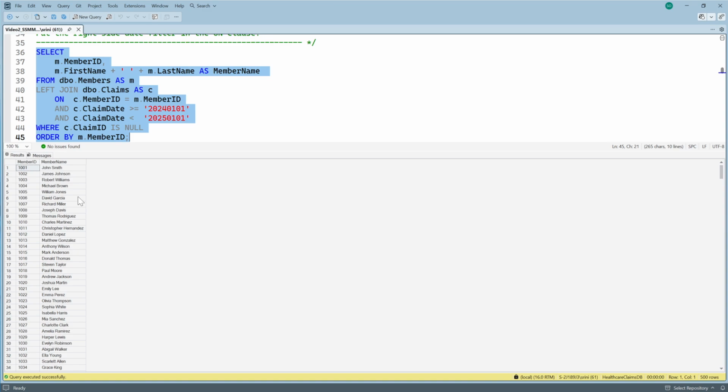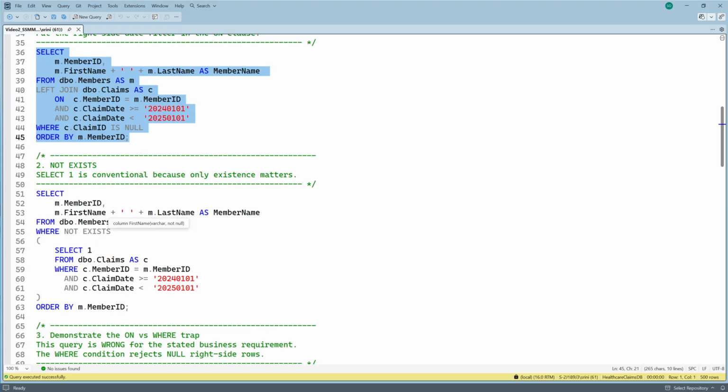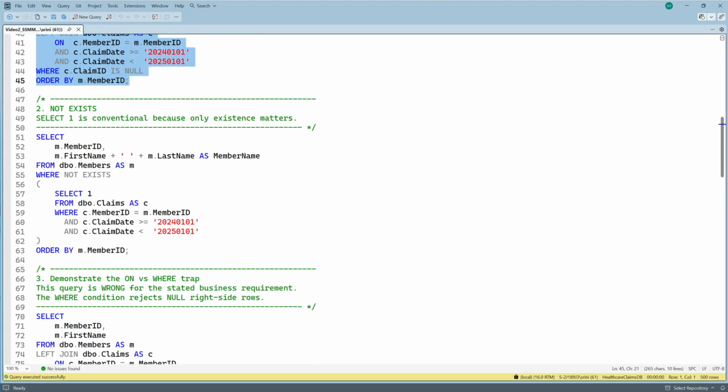Now let us write the same business logic with not exists. For each member in the outer query, SQL asks a yes or no question. Does at least one matching 2024 claim exist for this member? If a matching row exists, the member is skipped. If no matching row exists, not exists becomes true and the member is returned.